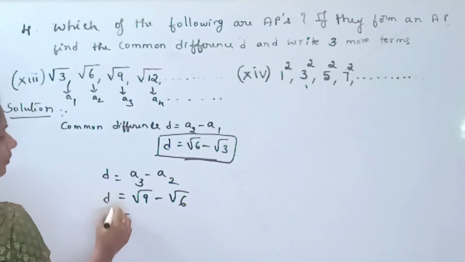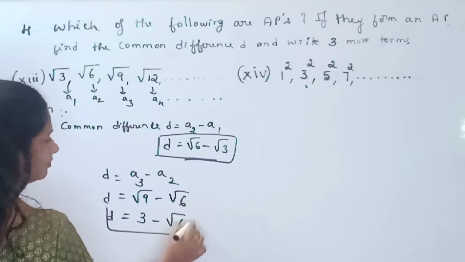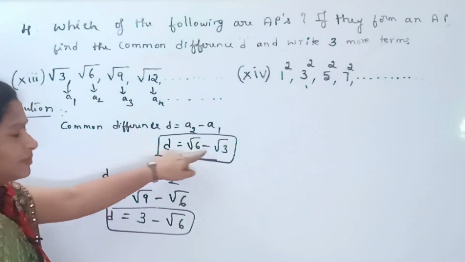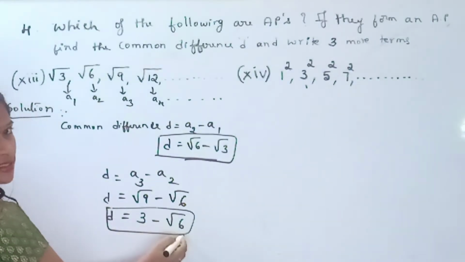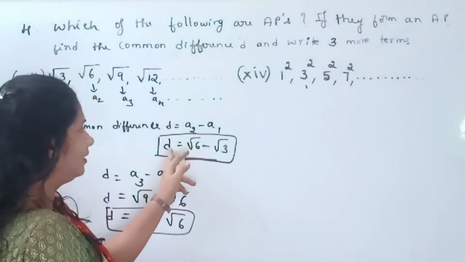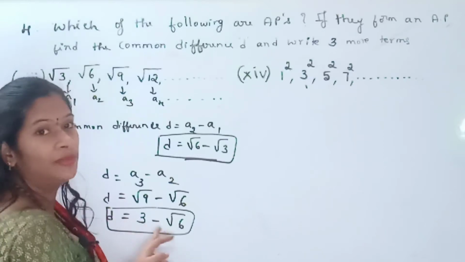Now A3 value is root 9 minus A2 value is root 6. So what is the value of root 9? It is 3. So 3 minus root 6. Are they equal, children? Here we got the common difference root 6 minus root 3. Now here we are getting the common difference 3 minus root 6. They are not equal. So D equal to root 6 minus root 3 is not equal to D equal to 3 minus root 6.